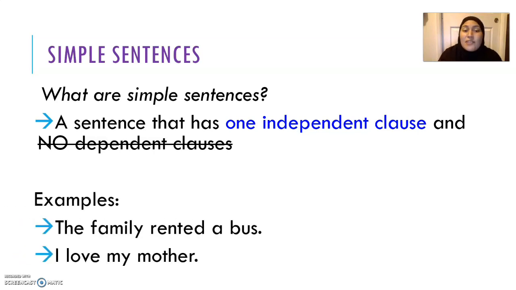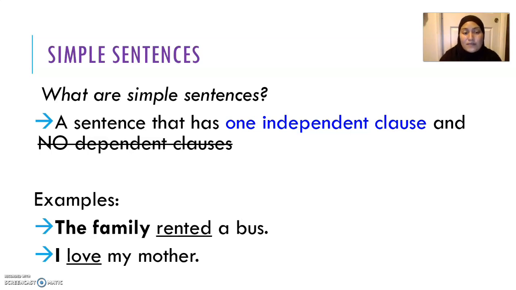The family rented a bus. I love my mother. Here we have the subject, which is the family, and the verb is rented. And then we have the subject I, and the verb is love, right? There are other words in the sentence. We have a bus and we have my mother. But those are not clauses, right? They're just nouns. So these two examples are simple sentences.